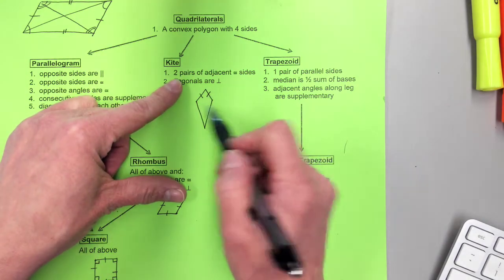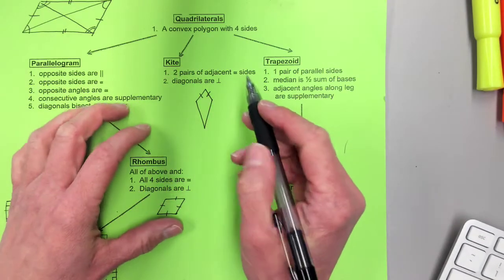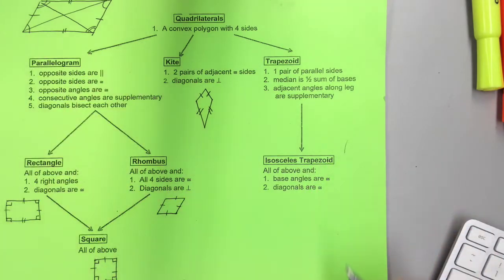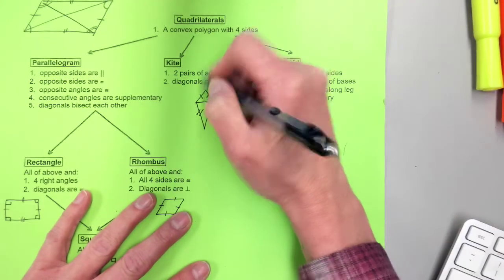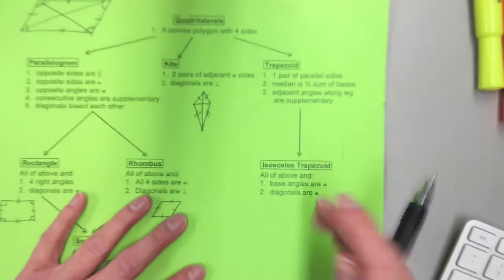So we've got a kite where these 2 top little itty bitty sides are congruent, and the bottom long sides are congruent, and diagonals are perpendicular. I'm going to sketch those in. We're going to talk about that a lot more in the coming days.